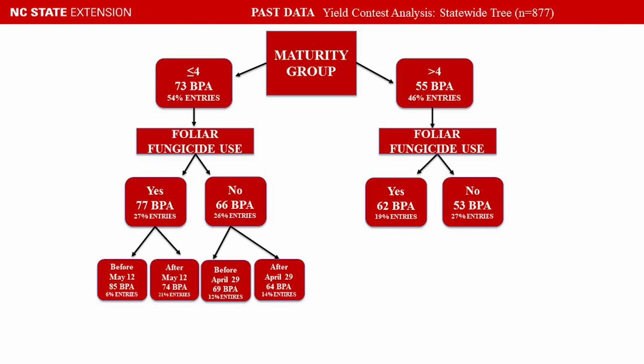But if we look at maturity group in our high yielding situations, we know we're producing a wide range of maturity groups. One reason is yield potential. In that yield contest analysis I mentioned earlier, if you look across the state of North Carolina, we saw maturity group 4 and earlier soybeans average 73 bushels per acre. The later maturing varieties average 55 bushels per acre. So there's definitely yield implications in high yield environments.